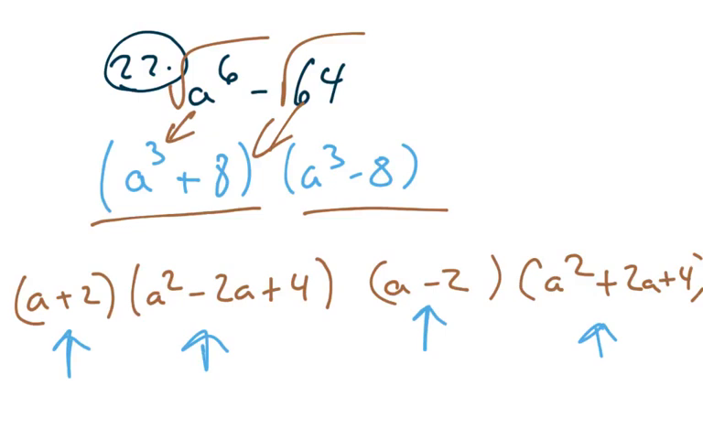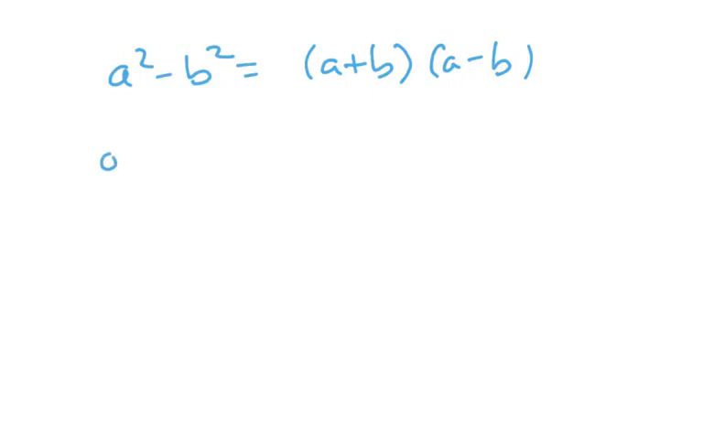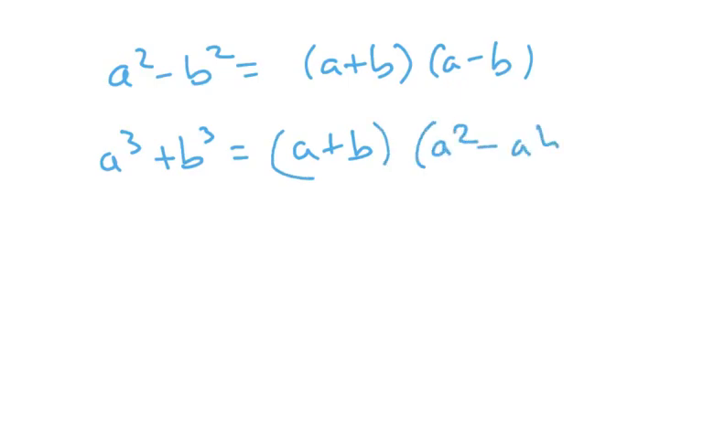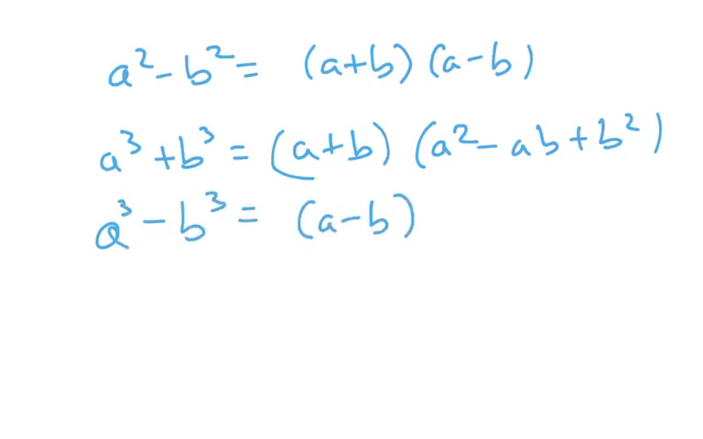So, just a reminder, you need to know a squared minus b squared equals a plus b times a minus b. And you also need to know a cubed plus b cubed is a plus b times a squared minus ab plus b squared. And a cubed minus b cubed is a minus b times a squared plus ab plus b squared. And if you have these formulas down, then anytime you see these situations, it's pretty straightforward how to solve them.